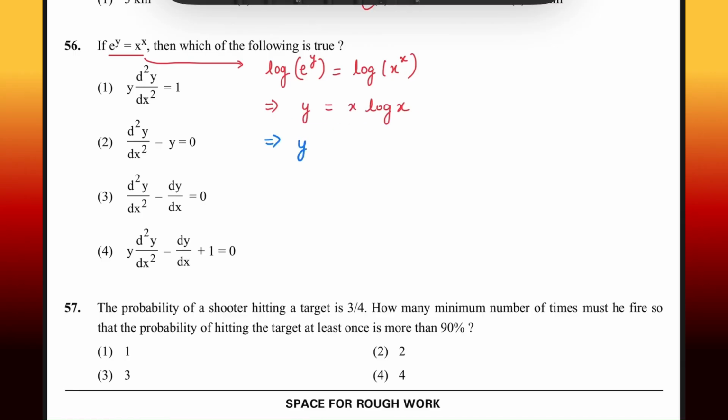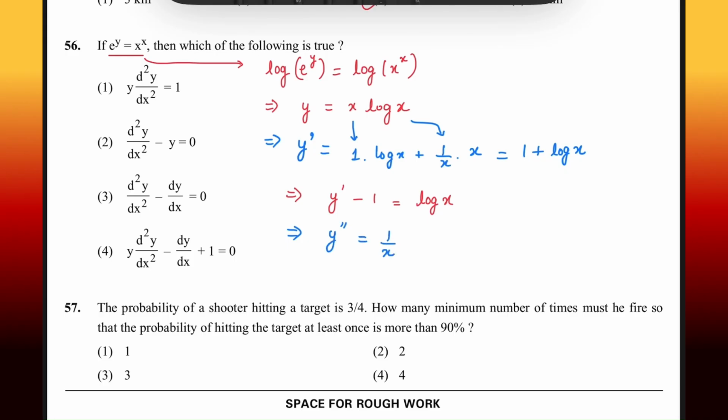That means if I differentiate both sides, I get y dash equals to 1. So here we'll use the product rule. What is the product rule? First you differentiate x, that gives you 1, log x as it is. Then you differentiate log x, you get 1 over x, and then x as it is, product rule. So that gives you 1 plus log x. So what is y dash minus 1? It is just log x. Then if I differentiate again both sides, I get y double dash equals 1 over x, right? The derivative of log x with respect to x is 1 over x.